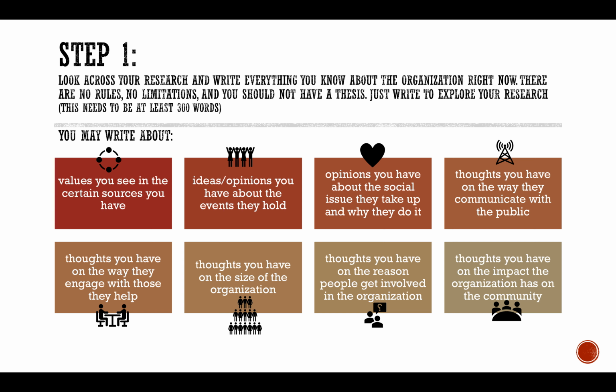I've given you a list, and this is also within the Dropbox instructions, to help guide your writing. So you might write about the values you see in certain sources, the ideas and opinions you have about the events that your organization holds, the opinions you have about the social issue they take up, the thoughts you have on the way they communicate with the public, the way they engage the actual people that they help, and the size of the organization. Does the fact that it only has a few board members, as opposed to maybe other ones that have several, tell you anything about the organization and their values?